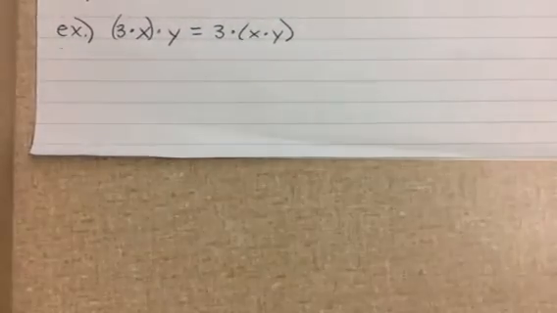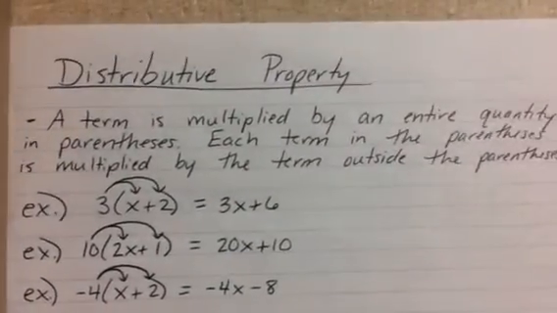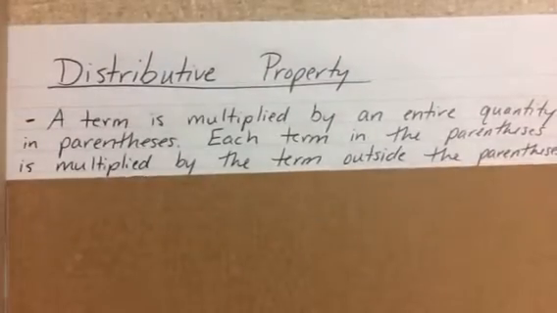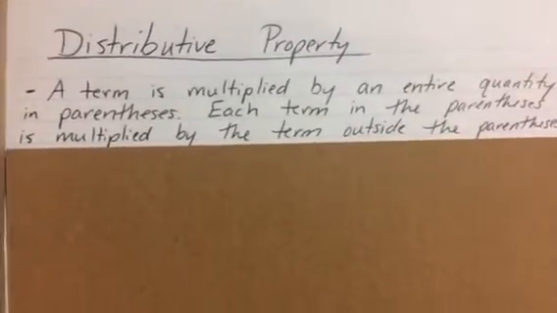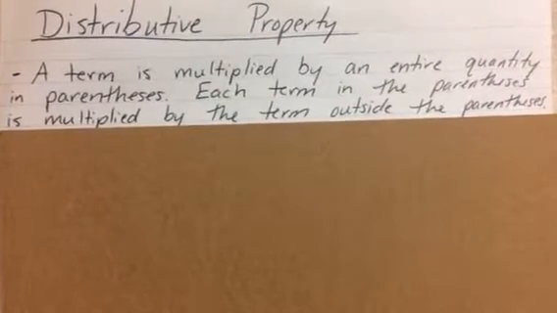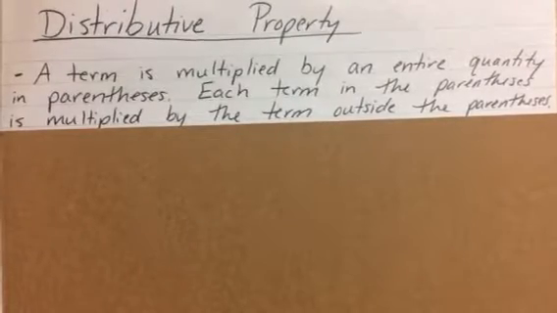All right, and then that leaves the distributive property. That's our last one to talk about. So with the distributive property, a term is multiplied by an entire quantity in parentheses. So what we have to do is make sure that each term inside the parentheses is multiplied by the term that's on the outside of the parentheses.